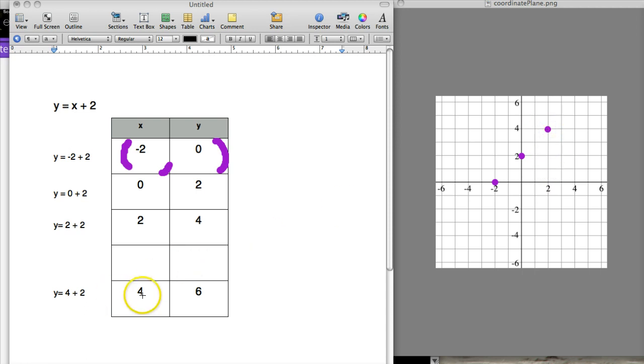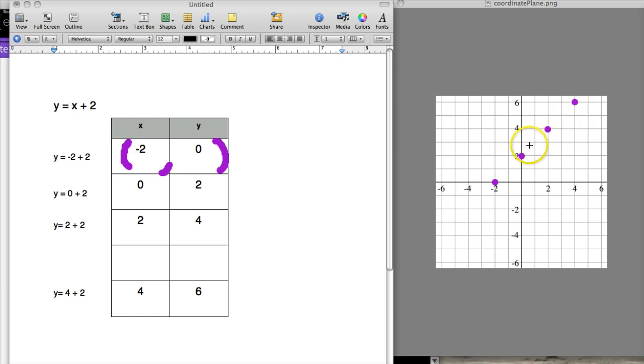Then our last one, when you plug in 4 into this equation, x plus 2, so 4 plus 2, you get 6. So the next ordered pair that we have is x equals 4, and then up 6. 1, 2, 3, 4, 5, 6.